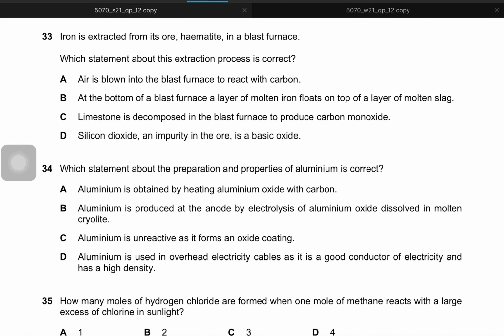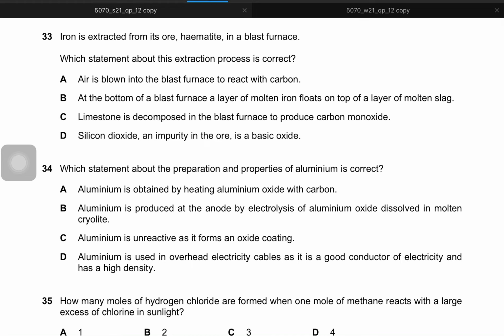Iron is extracted from its ore hematite in the blast furnace. Which statement about the extraction process is correct? Air is blown into the blast furnace to react with carbon. That is very true. Air makes carbon monoxide, which later reduces our hematite. So it is very true.